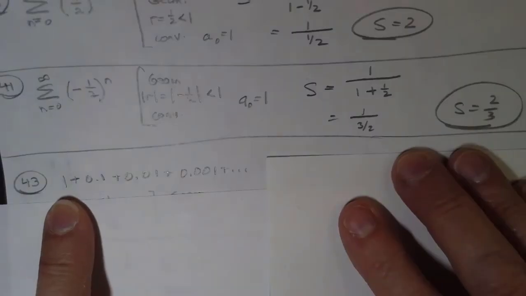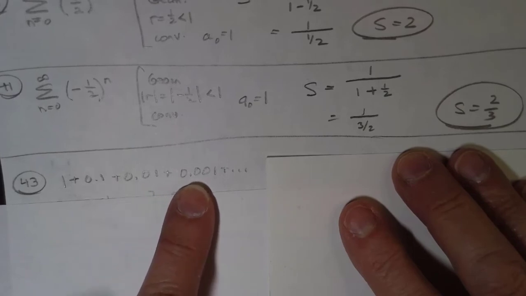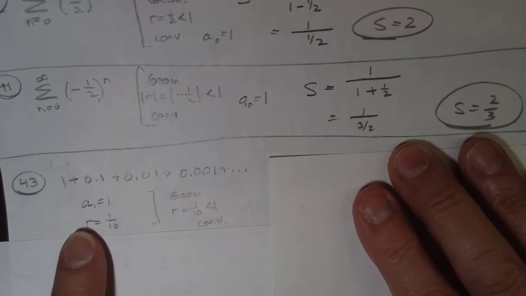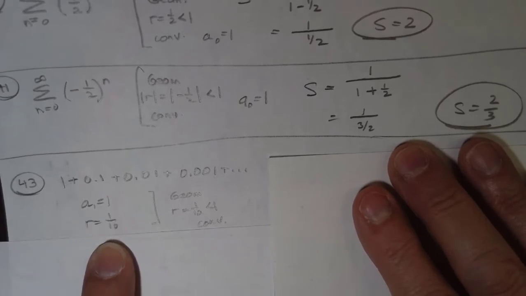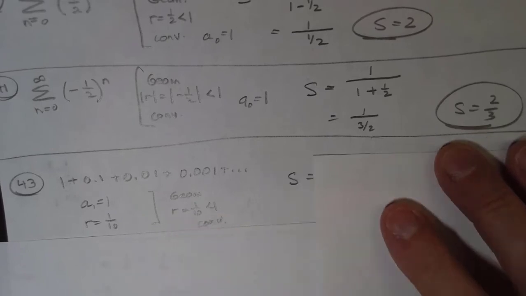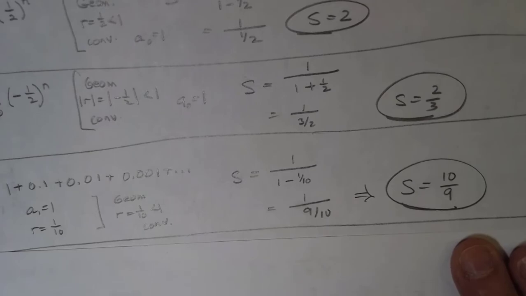43, 1 plus 0.1 plus 0.01 plus 0.001 plus, okay. You should be able to tell that your common ratio is 1/10. So we have a geometric series with r being less than 1 that converges. Again, using our sum formula gives us 10/9.